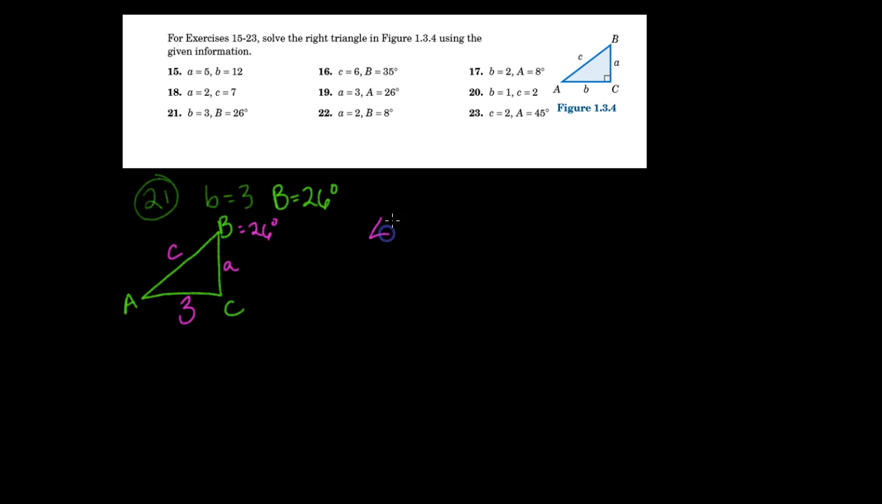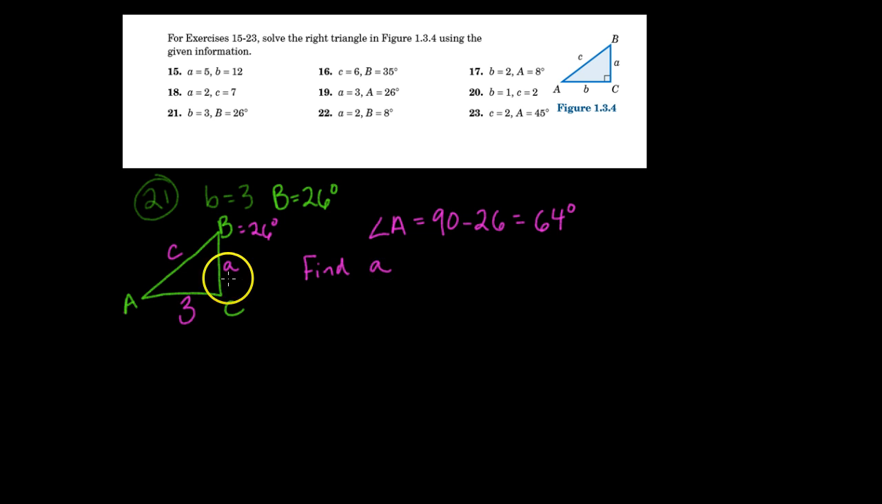Okay, angle A is pretty easy because it's just 90 minus 26 degrees, which should be 64 degrees. So we found our angle A. Now we need to find A and C. So let's find A first.